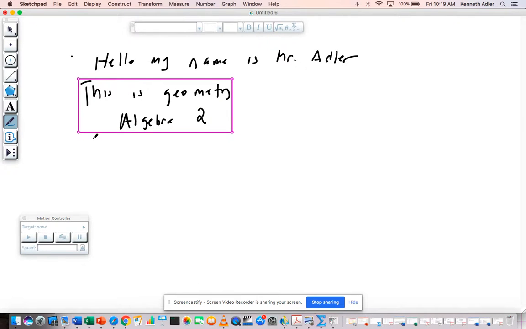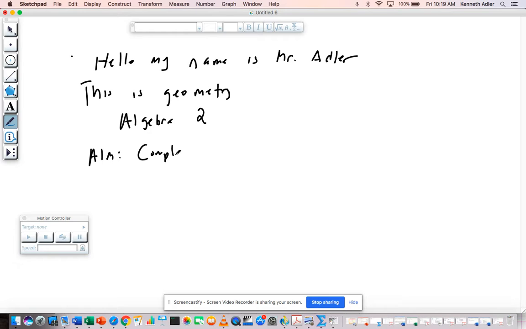So let's get started. Let's start with the aim, which is complex numbers. What is it? We're going to start with the basics. The first part is the idea of the square root of -1. We're going to call that i.